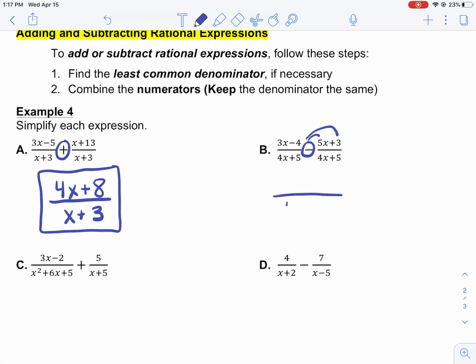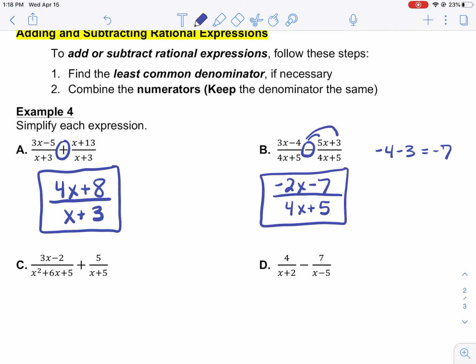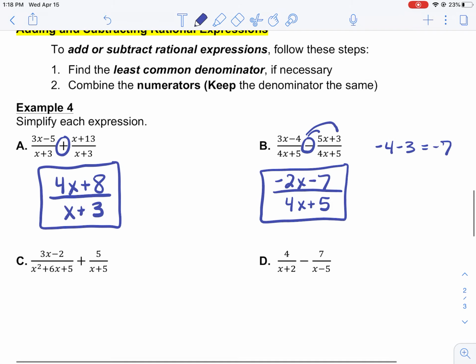Okay, so for this one, we have a common denominator of 4x plus 5. We're going to do 3x minus 5x, which is -2x. And then you're going to do -4 minus 3, so -4 minus 3 is -7. So the answer is (-2x minus 7) over (4x plus 5).